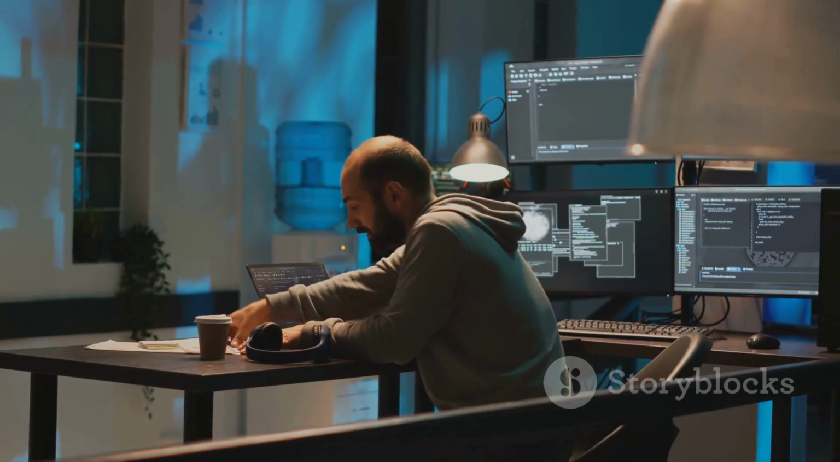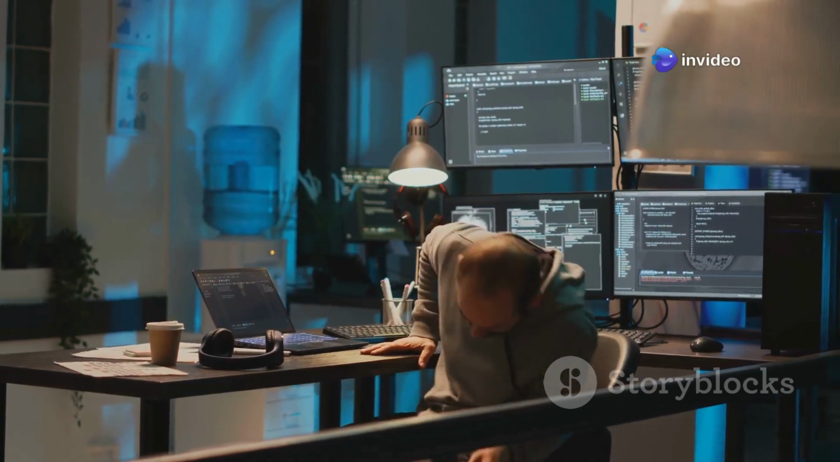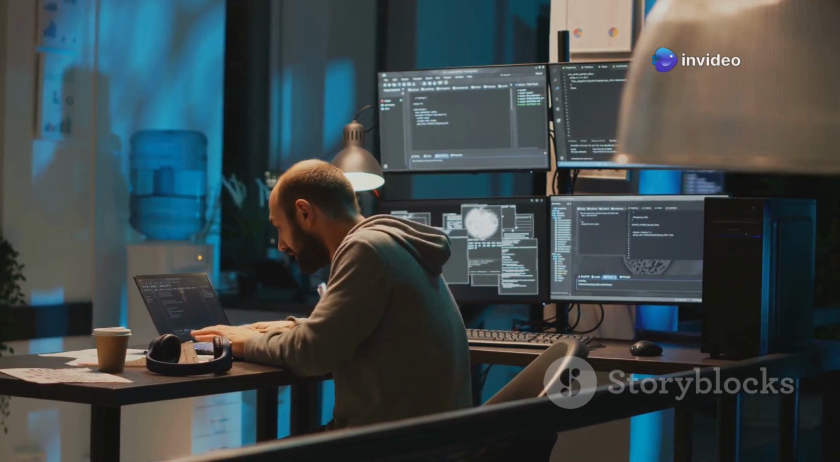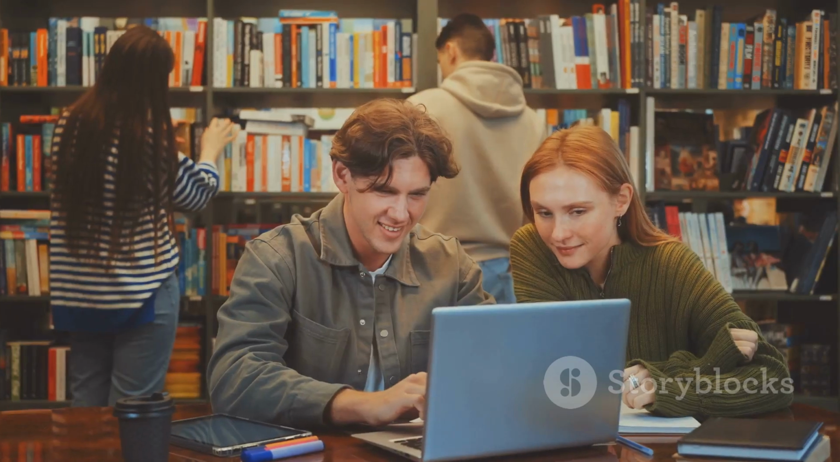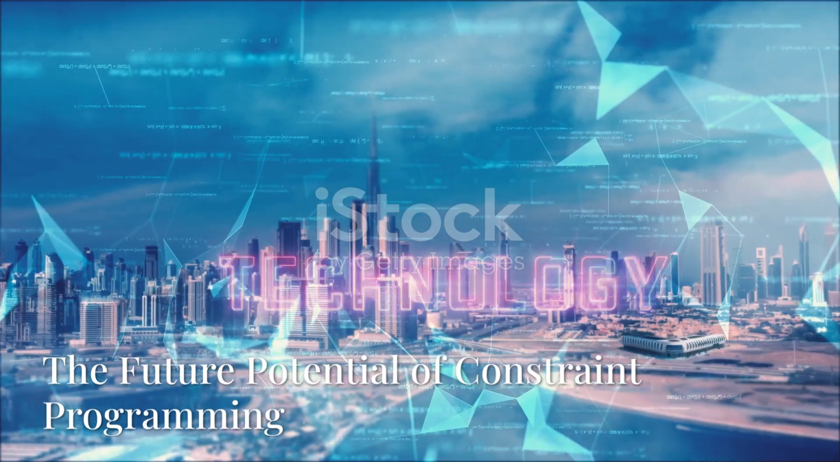Moreover, CP solvers can not only find a single solution or an optimal solution, but can also find all solutions, or prove that no solution exists if the problem is unsatisfiable. Finally, constraint programming tools and libraries are becoming increasingly accessible.